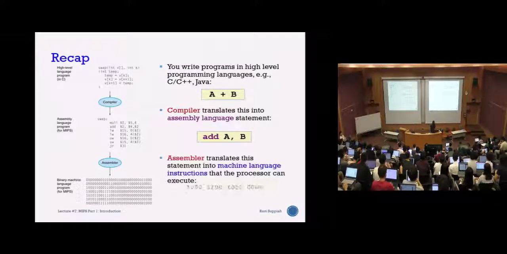Okay, and eventually the assembler translates it into machine code. Why? Because your processor only understands ones and zeros. So eventually we are targeting this. Okay, this is the end game.